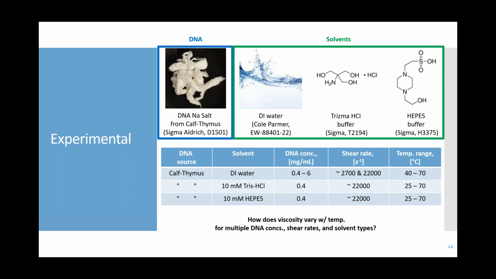So what exactly do we want to learn about these samples? We want to better understand how the viscosity is going to vary with the temperature for multiple DNA concentrations in DI water, and when you have other solvent compositions that are going to have different ionic concentrations or pH values, like Stacey mentioned. So what does this tell us about the structure of DNA in solution? That's something else we want to look at.